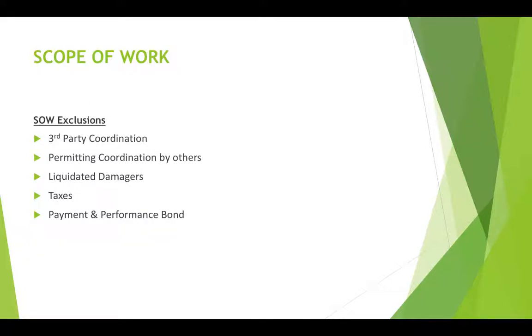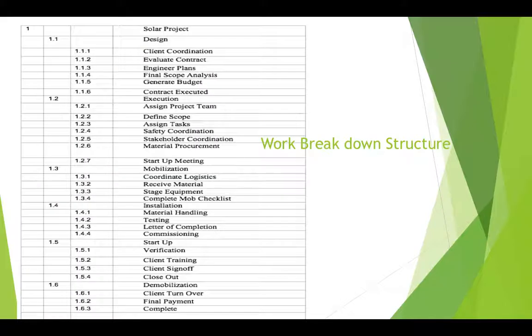Our scope of work exclusions will be third-party coordination, meaning we're not going to coordinate any other construction trades. We're not going to be paying for anybody else's permitting. We aren't exposed to liquidated damages. We will receive a credit back from our taxes. The credit will be due to green tax credits, and there will be no payment and performance bond on this project. So the contract value is what we will be receiving as payment for the project.